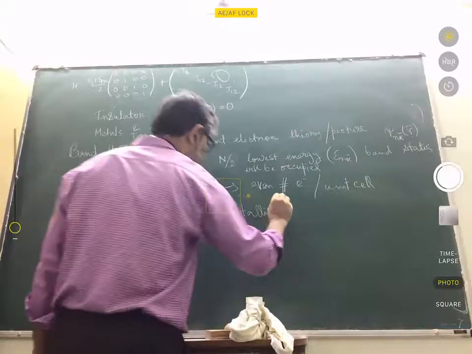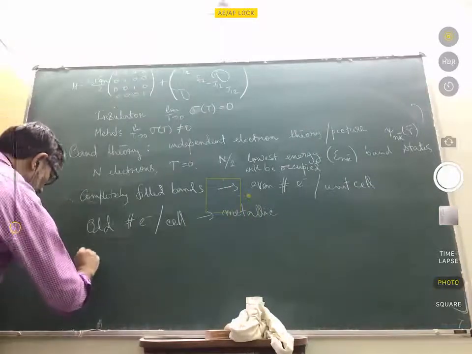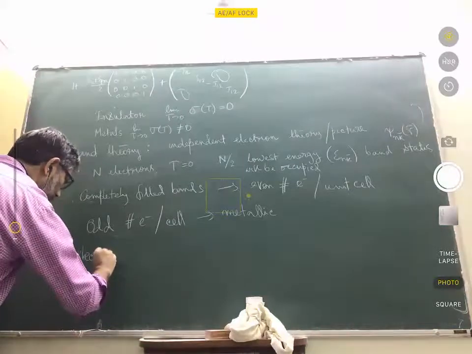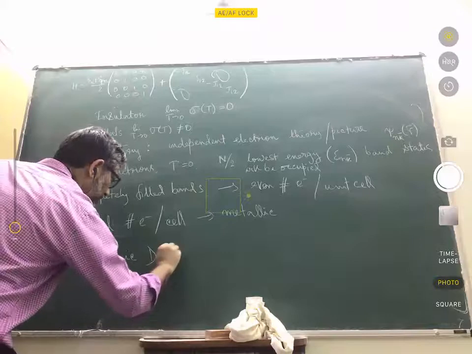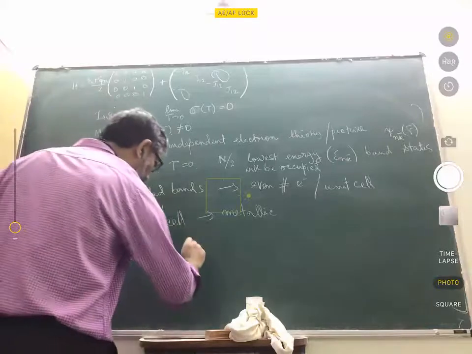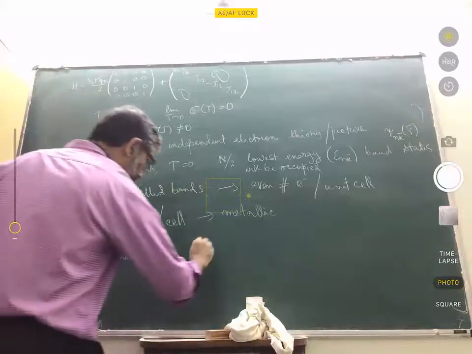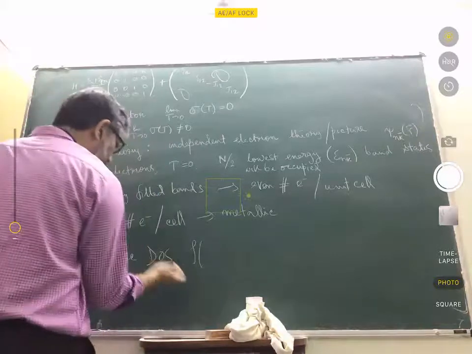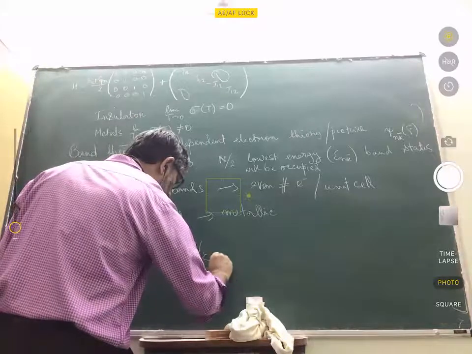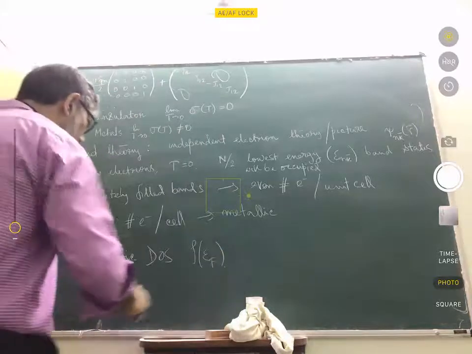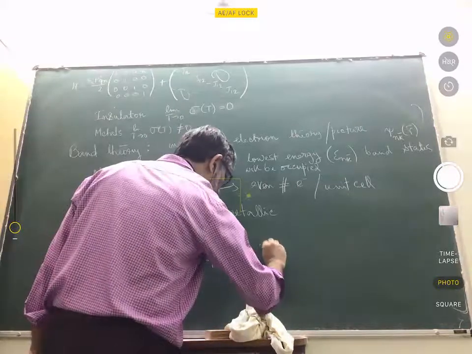Another way of saying this is that the density of states. Earlier we called it G, but let me switch to this notation. It's the electronic density of states, rho, at the Fermi energy, and it is not 0 for metals. You have partially filled bands.